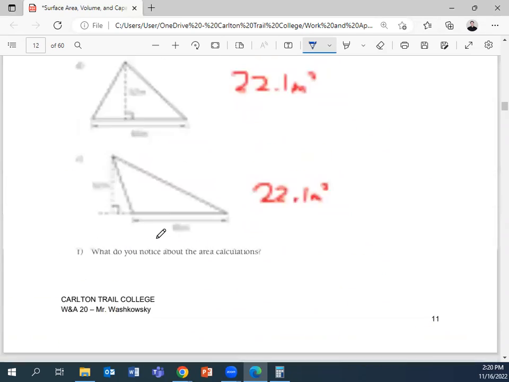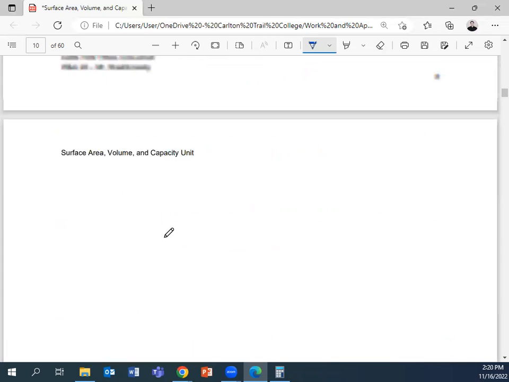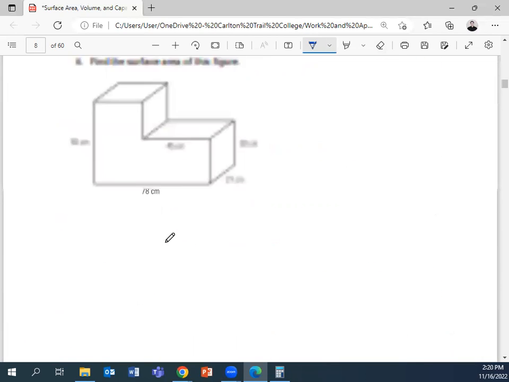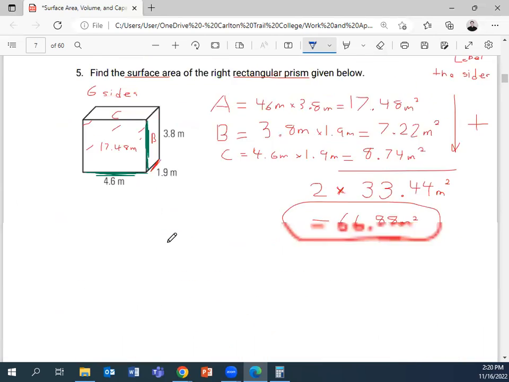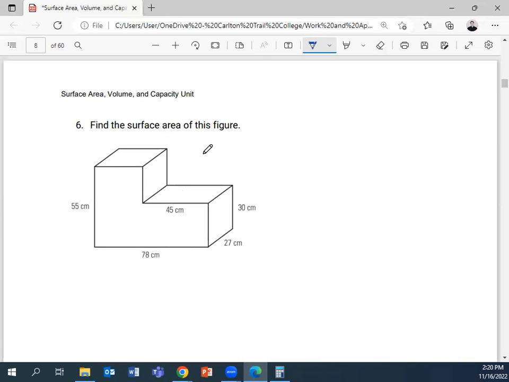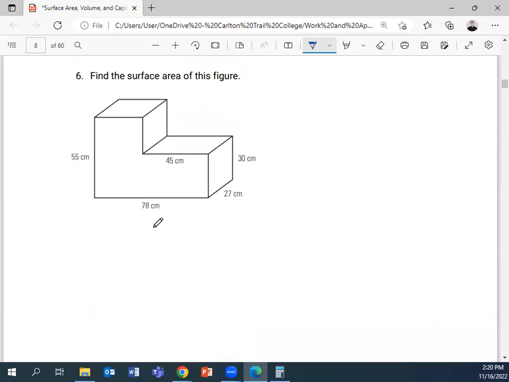Okay. What we're going to do then is zoom back up to, we're almost done, question 6. So we're going to zoom back up to question 6, and that is on page 7. So question 6 on page 7.